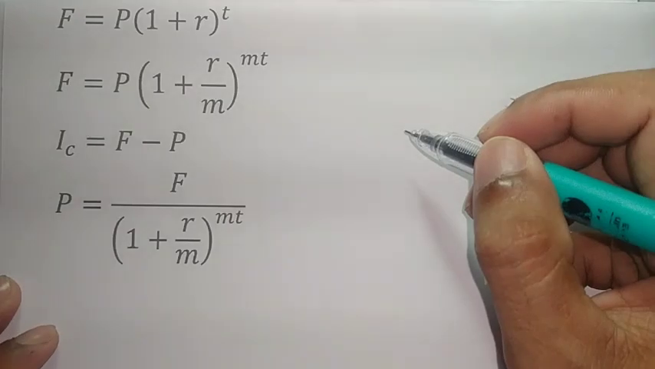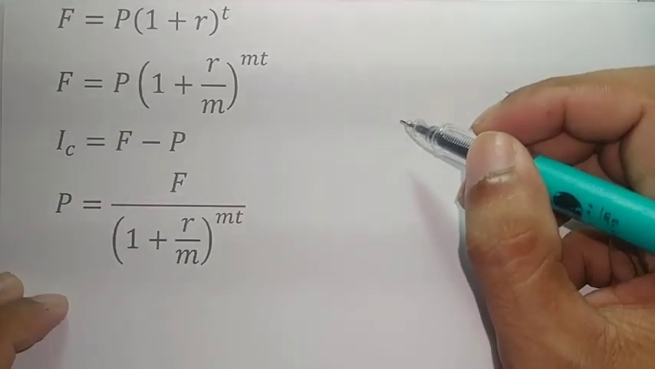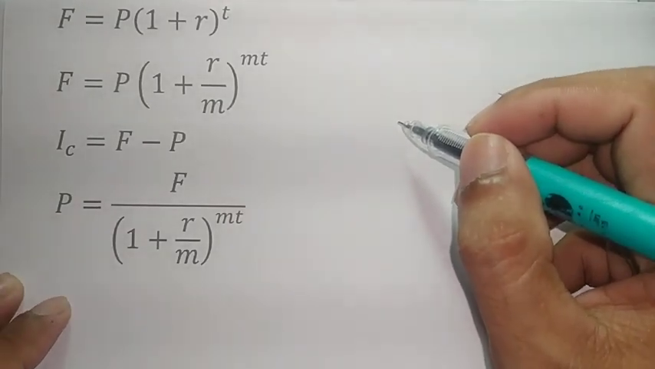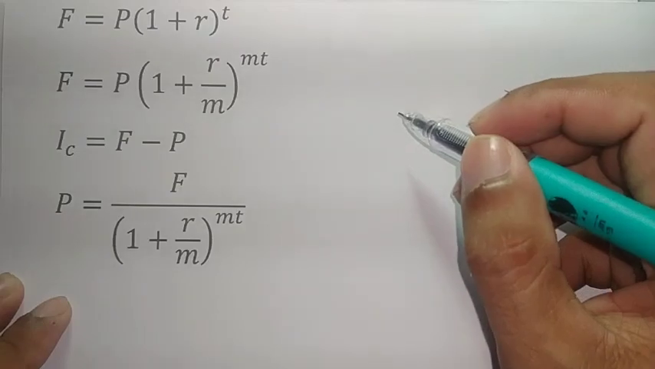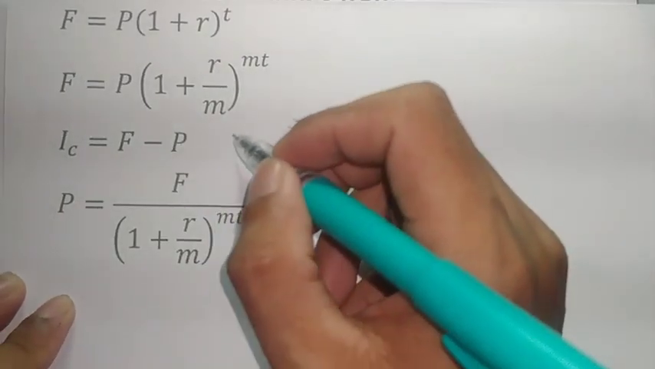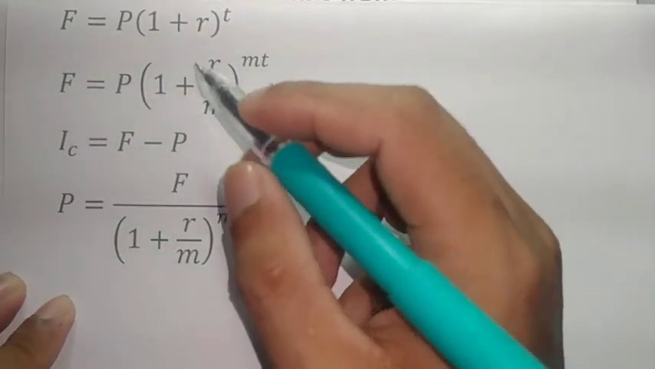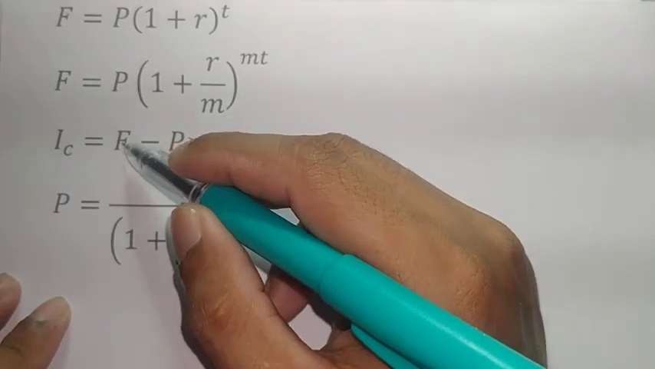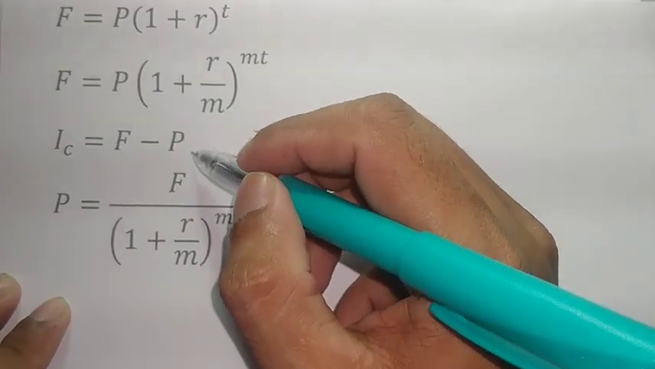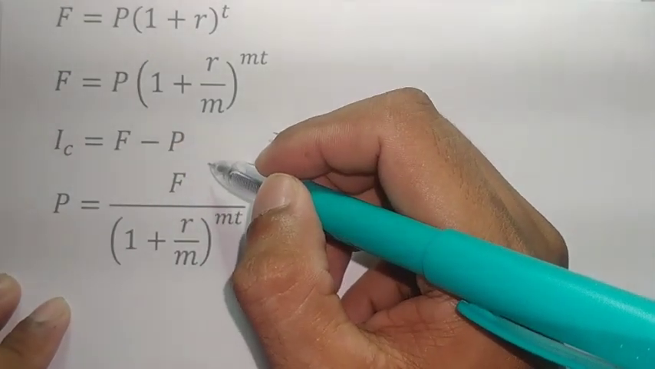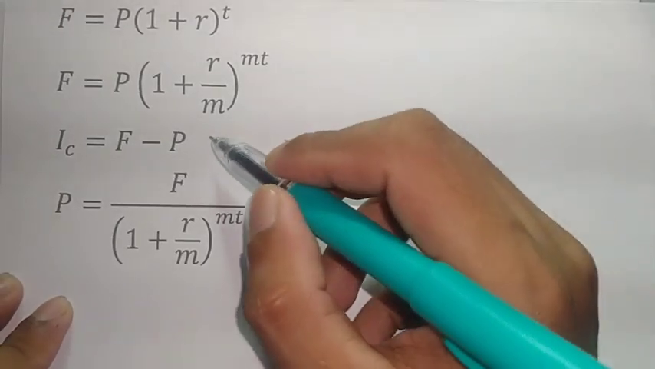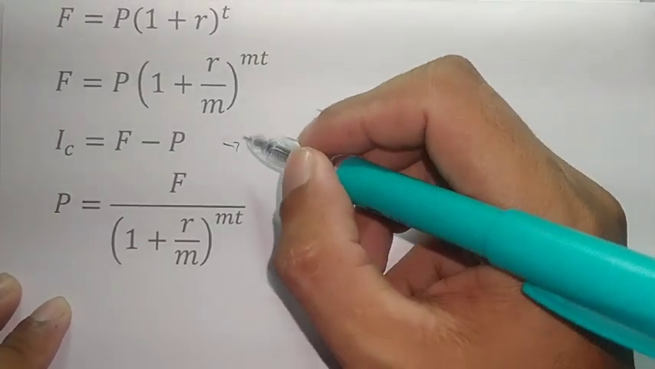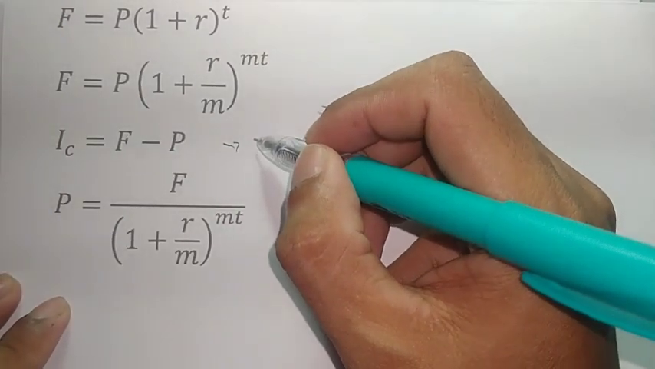Then another formula is I sub C equals F minus P. So in order to get the interest, we simply subtract the future value and the principal value. We use this formula when we look for the compound interest.